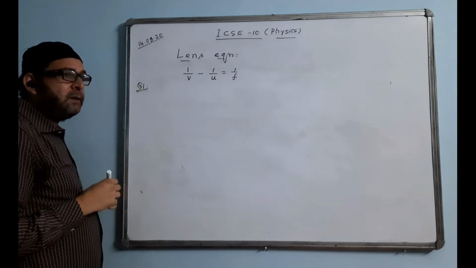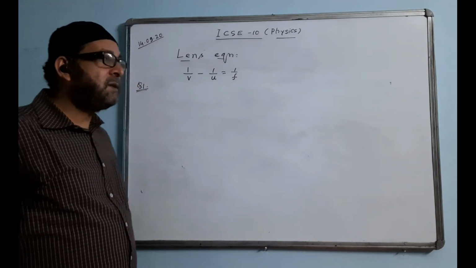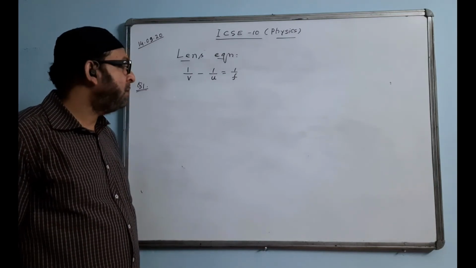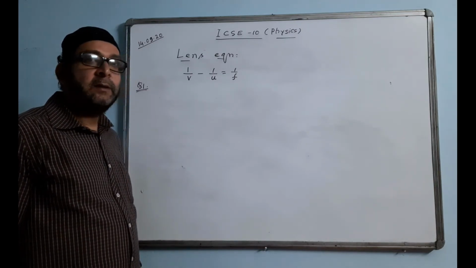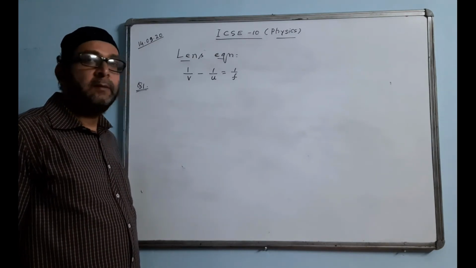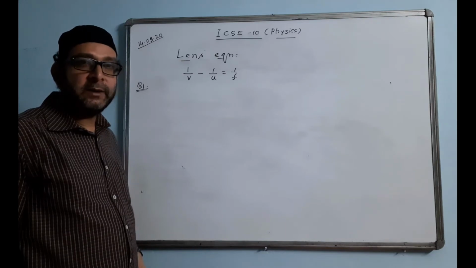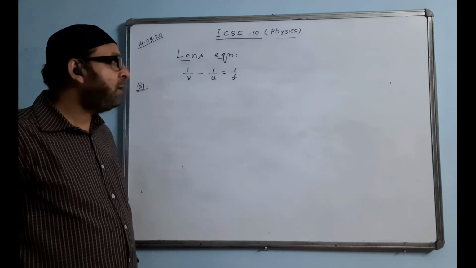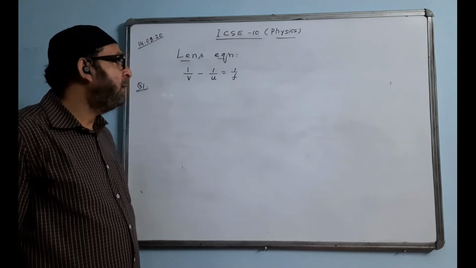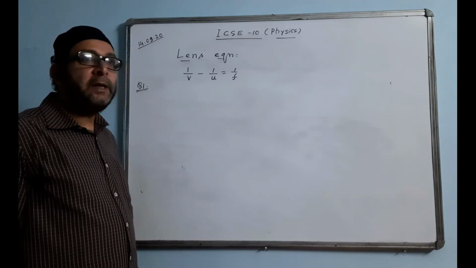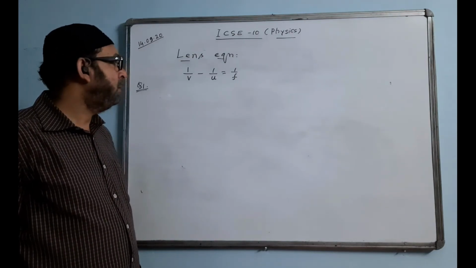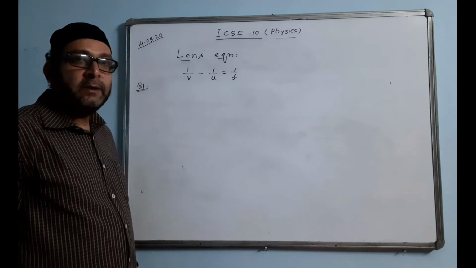Not from the books, I will say myself only. Then the question says an object is placed at a distance of 60 centimeter in front of a convex lens of focal length 15 centimeter. Find the position and the nature of the image. Hope you have understood the question.